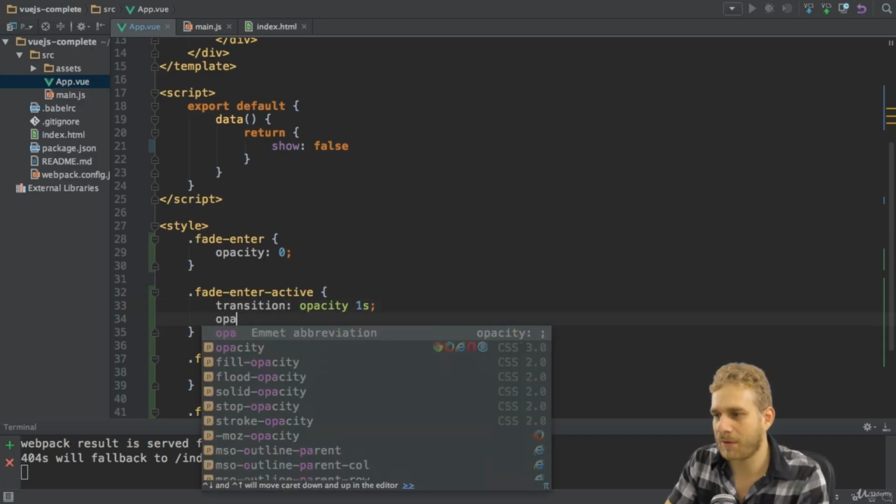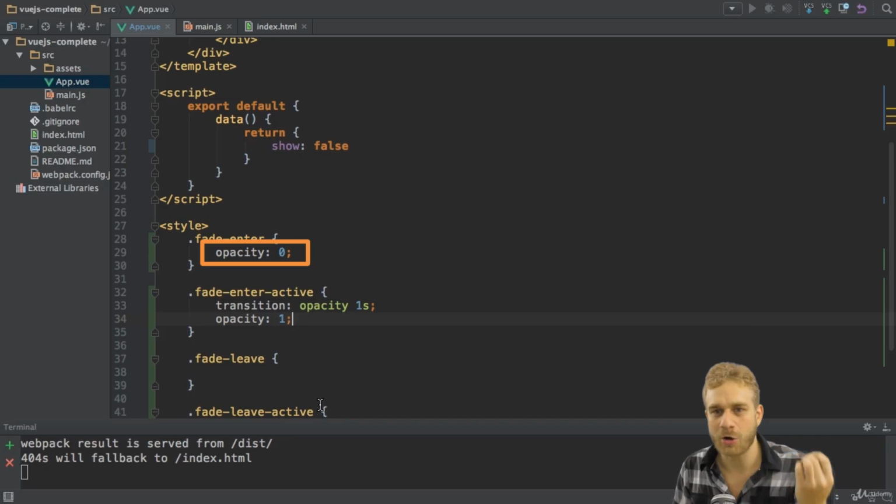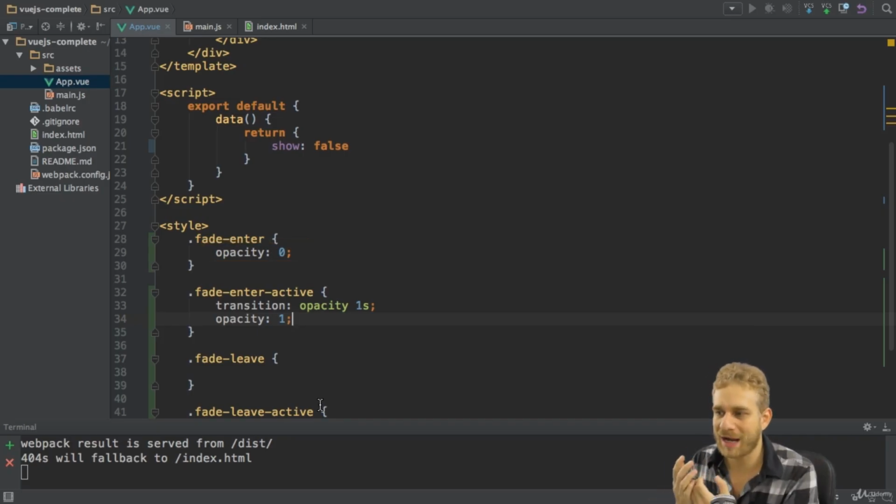Now I'm not setting opacity 1 here, and that is important. Opacity 1 is the default anyways, because keep in mind, opacity 0 here will be removed after 1 frame. So we don't need to override it. It by default is fully opaque. So we don't have to specify 1 here.